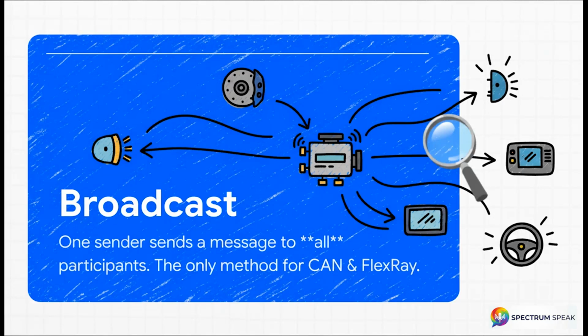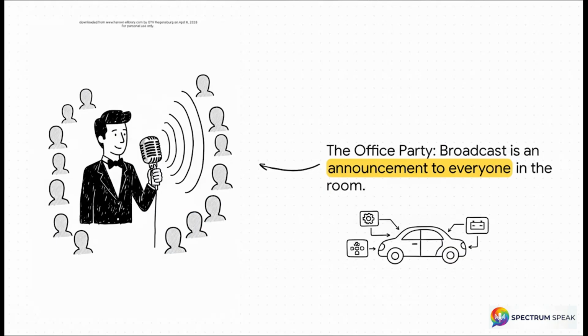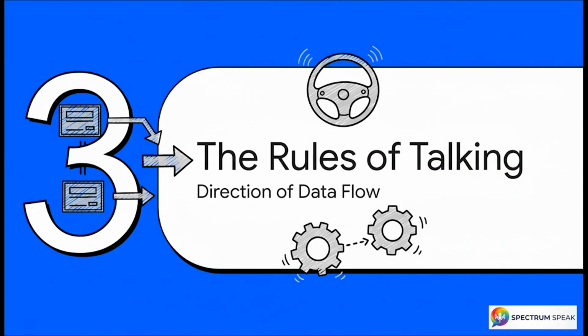And finally, we have the big one, broadcast. This is when one sender just sends a message out to everybody on the network. Now, this is really important. For the core systems in your car, like CAN and FlexRay, this isn't just one option. It's often the only way they communicate. At the office party, this one's a no-brainer. It's the host grabbing a microphone to make an announcement. Hey everyone, dinner is served! Or, thanks for coming! Everybody hears it, whether they needed to or not. It's a one-to-all message.